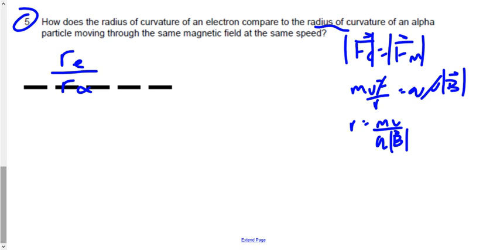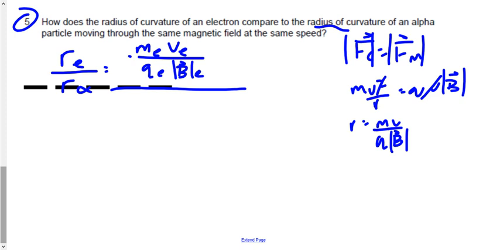This is what we end up with. So we're going to say re, that's going to be m electron, speed electron, over charge electron, magnetic field that the electron experiences, divided by the same thing for the alpha particle. The mass of the alpha, speed of the alpha, charge of the alpha, and magnetic field of the alpha. Now, that's kind of an ugly looking equation, right?